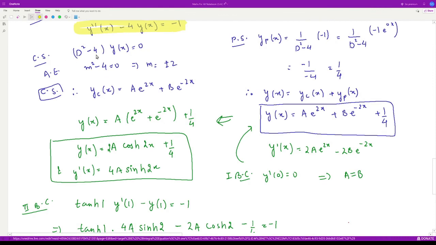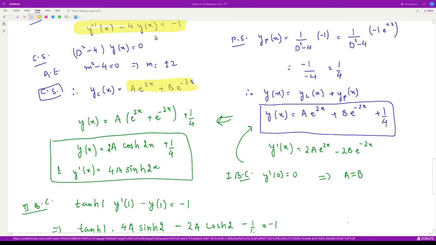So we have D squared minus 4 is equal to 0. The auxiliary equation is obtained by replacing D by m. We have m squared minus 4 is equal to 0, m is equal to plus or minus 2, and the complementary solution is in this form, where a and b are constants, right?